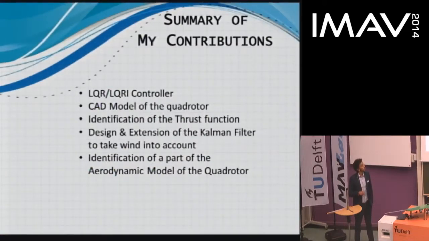So, to conclude, this is what I've done. First there is an LQRI controller. Then there was a CAD model of the quadrotor, an identification of the thrust function, and the design and extension of the Kalman filter that I tried to extend. It was working in simulation, so we were able to estimate the wind, but the wind that we gave in simulation was just constant. And then the most important part was an identification of a part of the aerodynamic model of the quadrotor, which has to be completed, for example, with the torque equations.